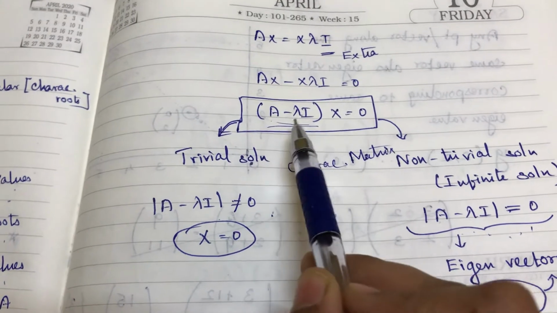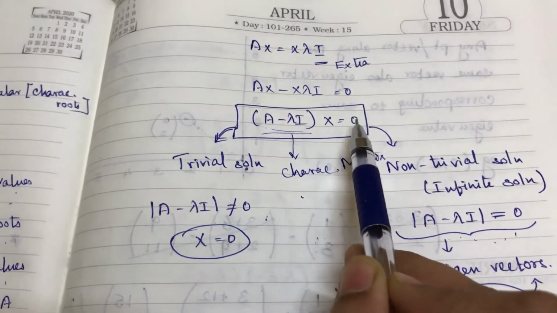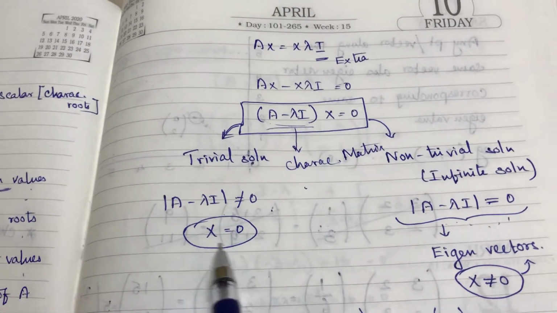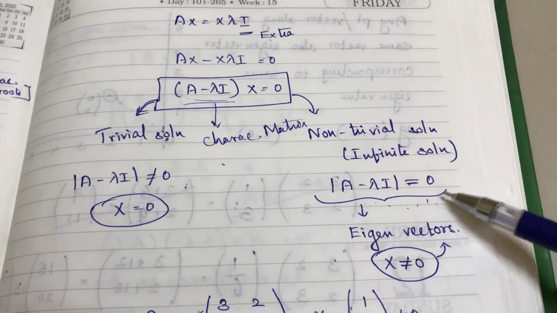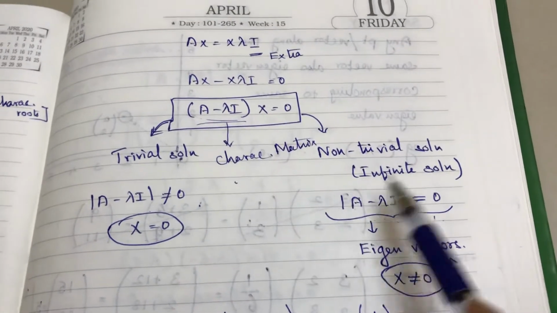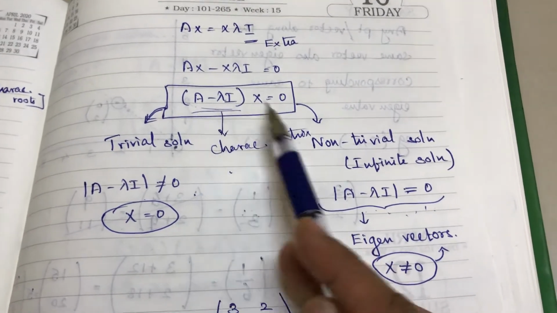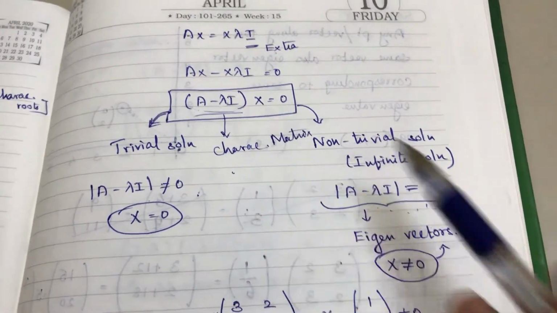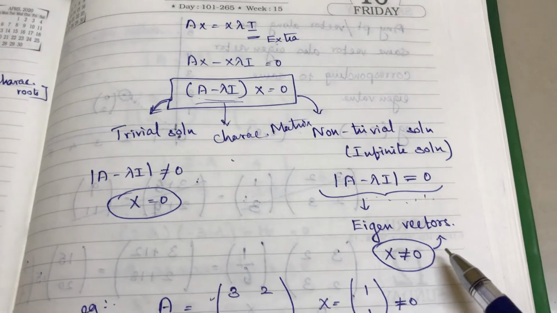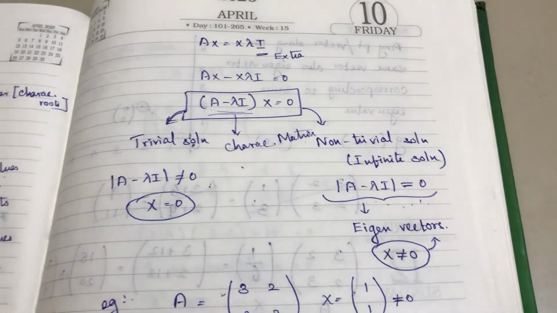If this is not equal to 0, then only this will be equal to 0, and then only we can get 0 here. So x is not 0. You can see here, this characteristic matrix is equal to 0 means this x will be not equal to 0, right? Just the opposite thing. If x is not equal to 0, it is a non-zero vector, that is, an eigenvector.